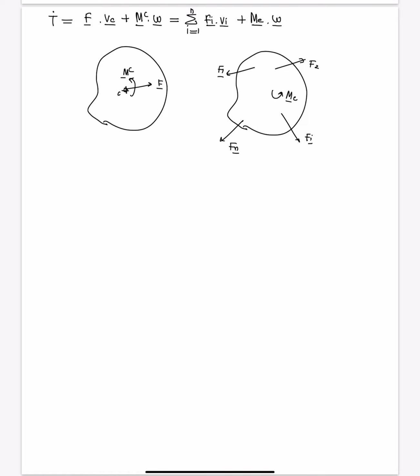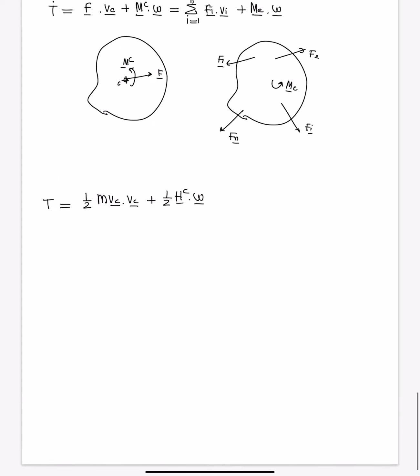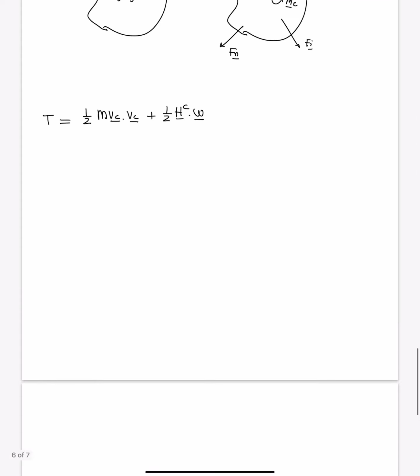In this video, we want to derive the work energy theorem for a rigid body. So we've previously shown that the kinetic energy of a rigid body is equal to half m vc dot vc plus half hc dot omega. To calculate the work energy theorem, I will start by taking the derivative of this expression.